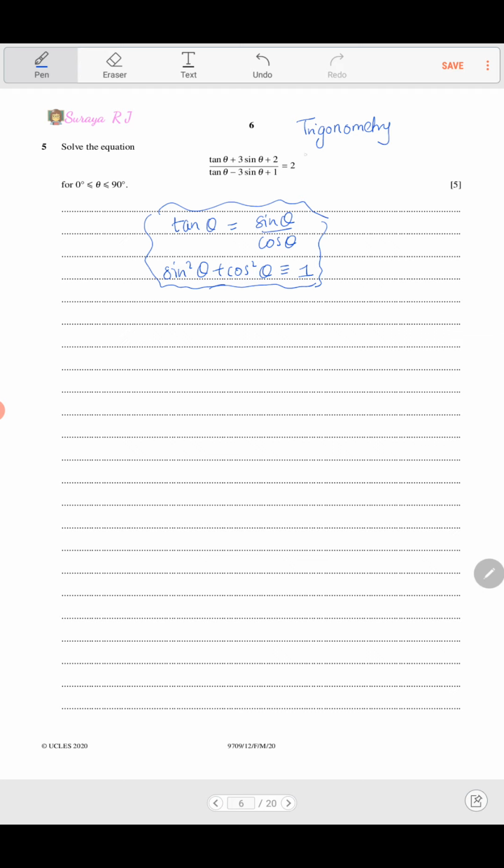So now for this expression we can cross multiply. When we cross multiply, we obtain tan theta plus 3 sine theta plus 2 is equal to 2 tan theta minus 6 sine theta plus 2. Then we simplify it to obtain tan theta minus 9 sine theta is equal to 0. So as I told you earlier, tan theta can be written as sine theta over cos theta.